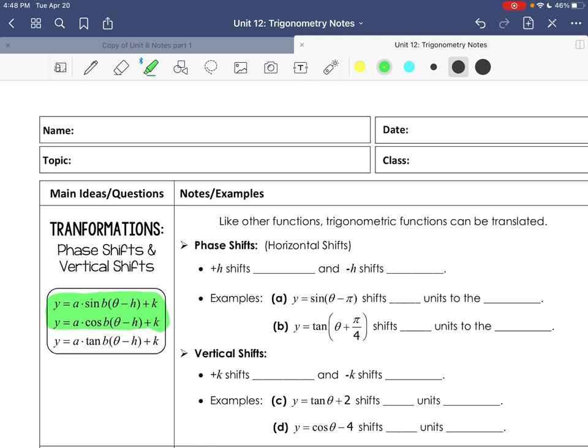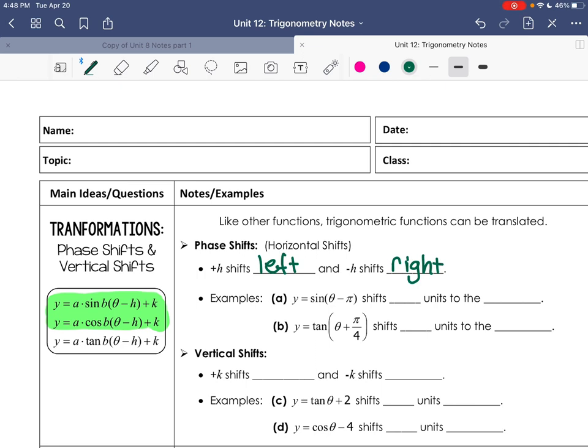Like other functions, trigonometric functions can be translated. So a phase shift is a horizontal shift. Plus h moves it left, and minus h moves it right. That should be very familiar to you because you've done all kinds of things where you've had to move a line or you've had to move a parabola. And plus h always moves things left, and minus h always moves things right.